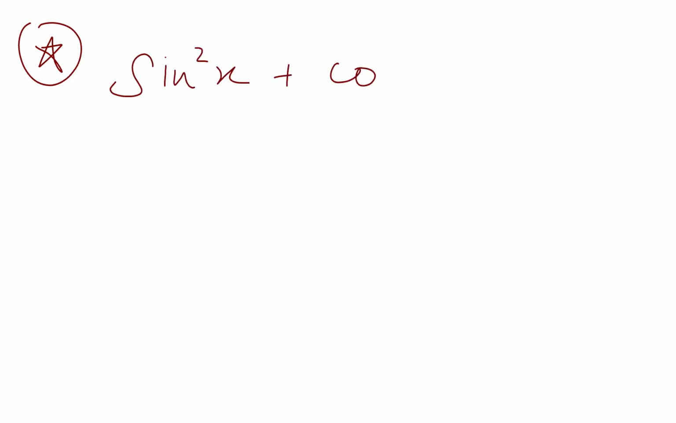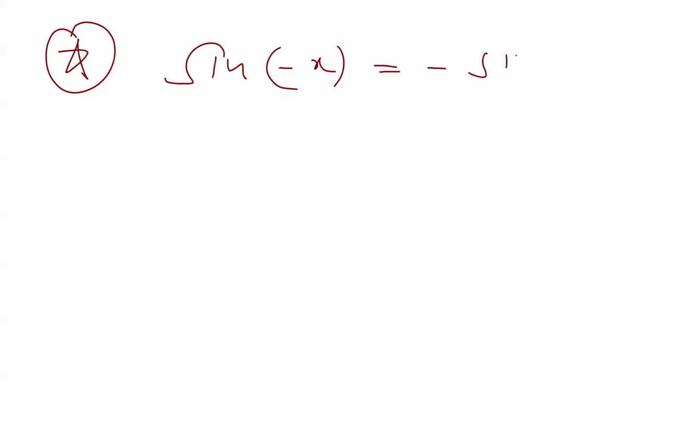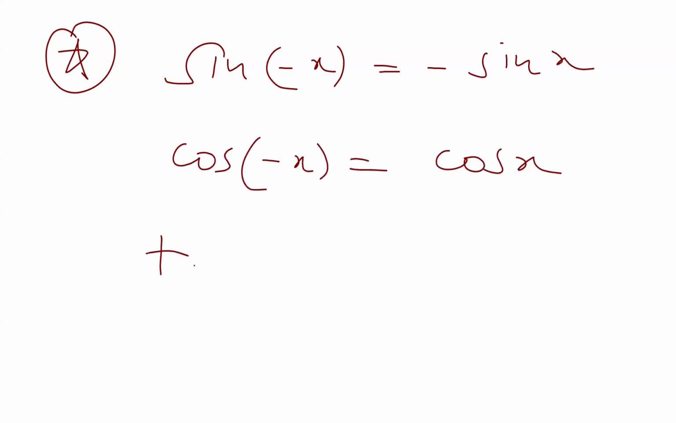Okay, so the fundamental identities are sine square x plus cos square x is equal to 1, sec square x is equal to 1 plus tan square x, cosec square x is equal to 1 plus cot square x. Okay, then sine of minus x is minus sine x, cos of minus x is cos x, and tan of minus x is minus tan x. Fine.